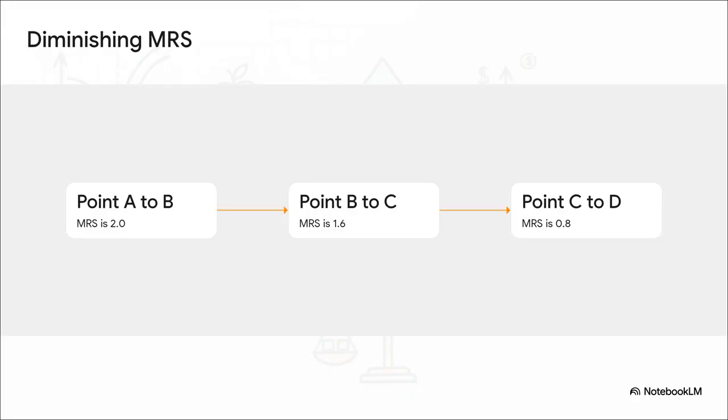Here's how it plays out in reality. As you hoard more and more of one good, you become increasingly less willing to sacrifice your other goods to get even more of it. At first, you might be totally fine giving up a lot of bananas for an orange, giving you an MRS of, say, 2.0. But as you keep swapping, you start feeling a little starved for bananas, right? So your MRS drops to 1.6. Keep going, and you'll only give up 0.8 units. The rate steadily, inevitably diminishes. This is the exact mathematical reason why that indifference curve bends the way it does.